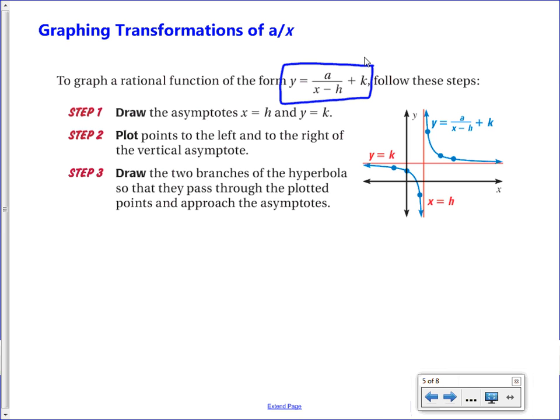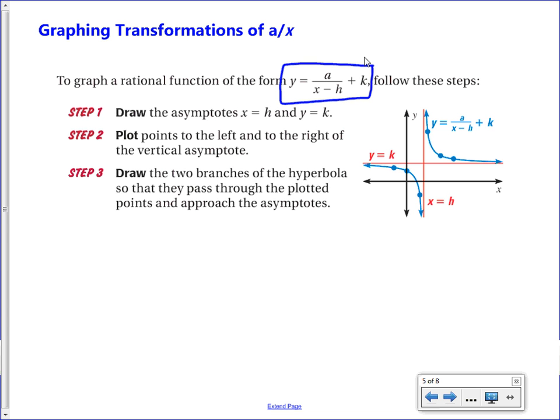This is the formula, and it shows you that h is with x in the denominator of the fraction, and k is the number that comes after the fraction, just kind of being added or subtracted at the end. So if you're trying to figure out which one's h and which one's k, remember that h is the one that's with x, always. Okay?